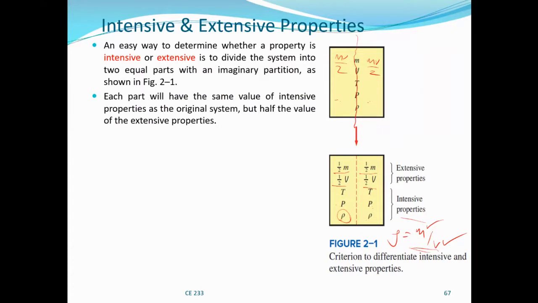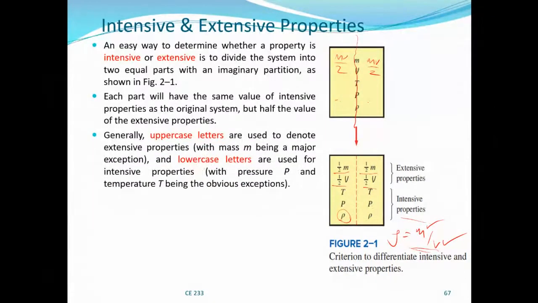Now, each part will have the same value of intensive properties as the original system, but have a fraction of the value of the extensive properties. And generally, we use uppercase letters, that's capital letters, to represent the extensive properties, except mass. Mass is an exception. You can see V, all these are in capital letters. And we also use small letters, lowercase letters, to denote intensive properties, with pressure and temperature as the exceptions. They are the exceptions to this general rule.